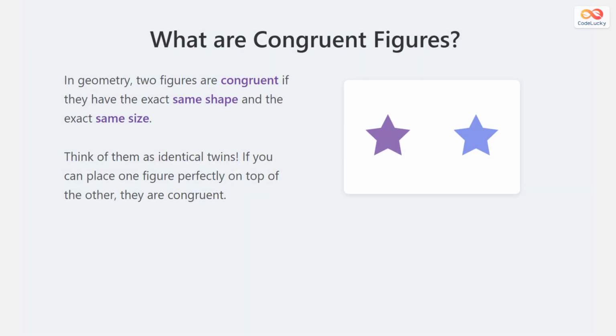In simple terms, two figures are congruent if they have the exact same shape and the exact same size. You can think of them as identical twins in the world of geometry. If you could cut one out and place it perfectly on top of the other, they would match up completely.